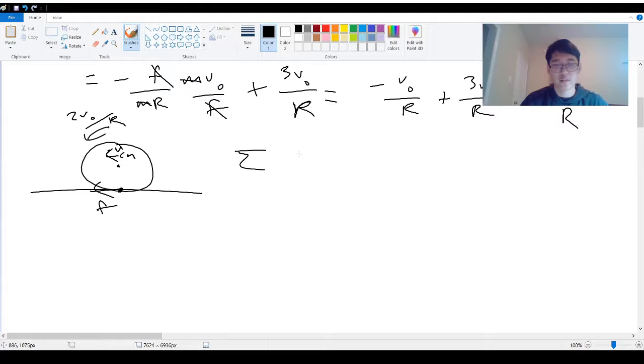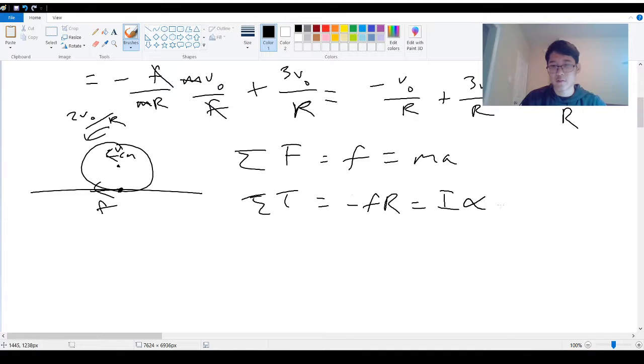So if we again write down the net force and net torque for this situation, net force is still the same, the force of friction equals ma, except that now I'm going to call it the positive friction because it's adding velocity instead of subtracting velocity. And net torque is still going to be negative because it's subtracting from 2 v naught over r. Negative f times r is equal to I alpha.